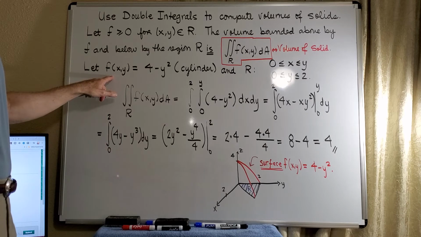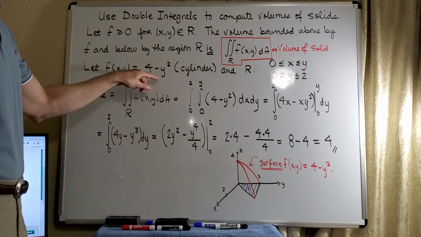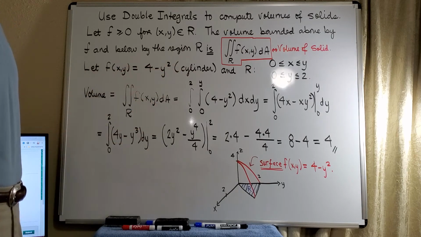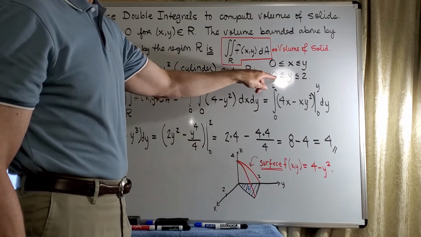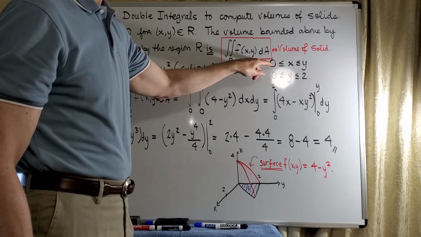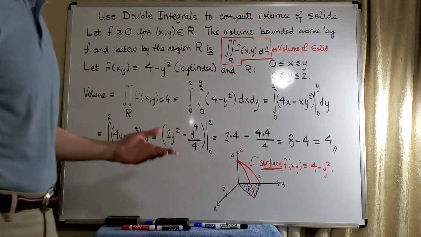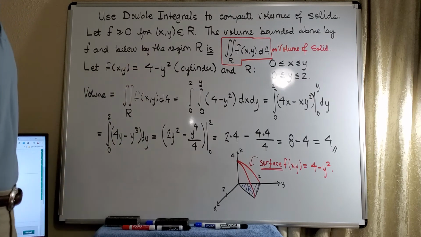So now we have f(x, y) equal to 4 minus y squared. We see that the x is free, so this is just a cylinder, a parabolic cylinder. And we have this triangular area for R. That is, y runs from 0 to 2 and x runs from 0 to y. And again, on this particular region, the function is non-negative.